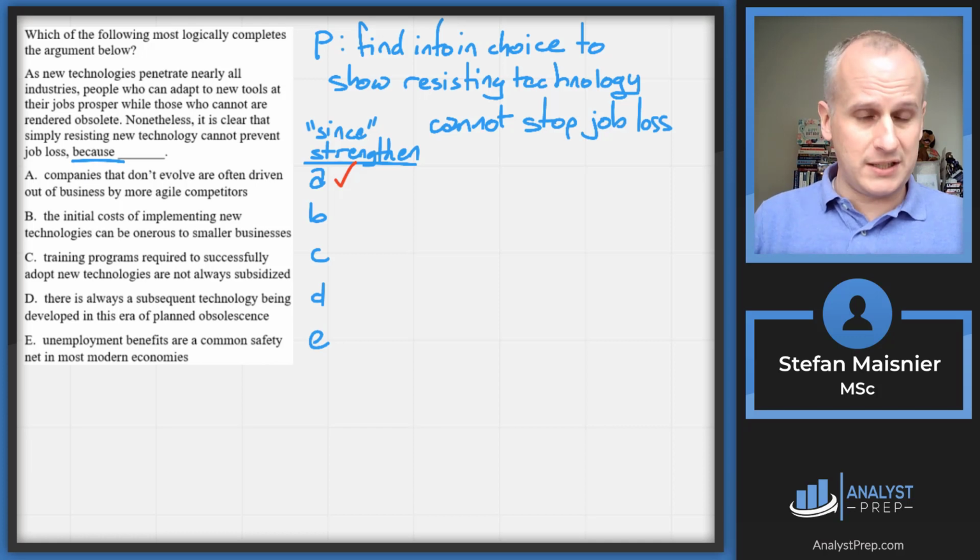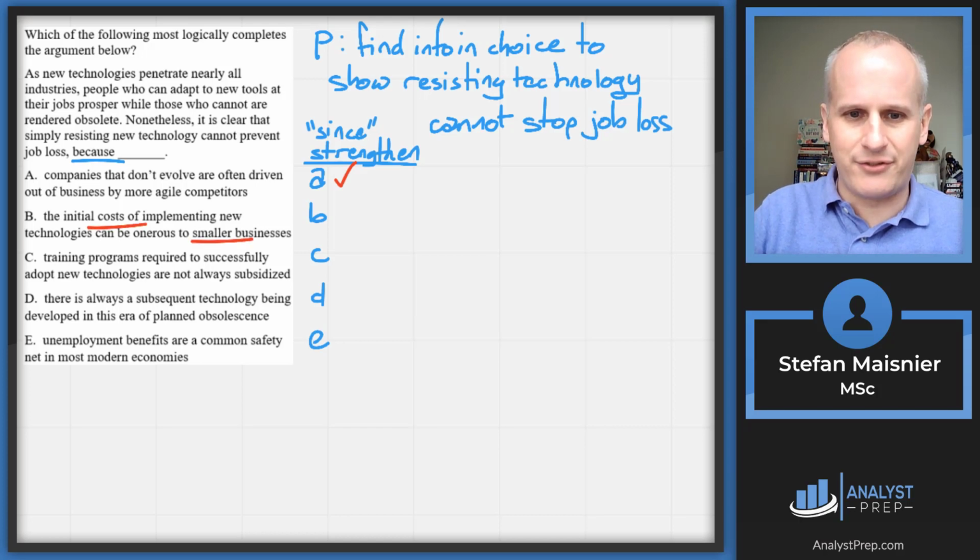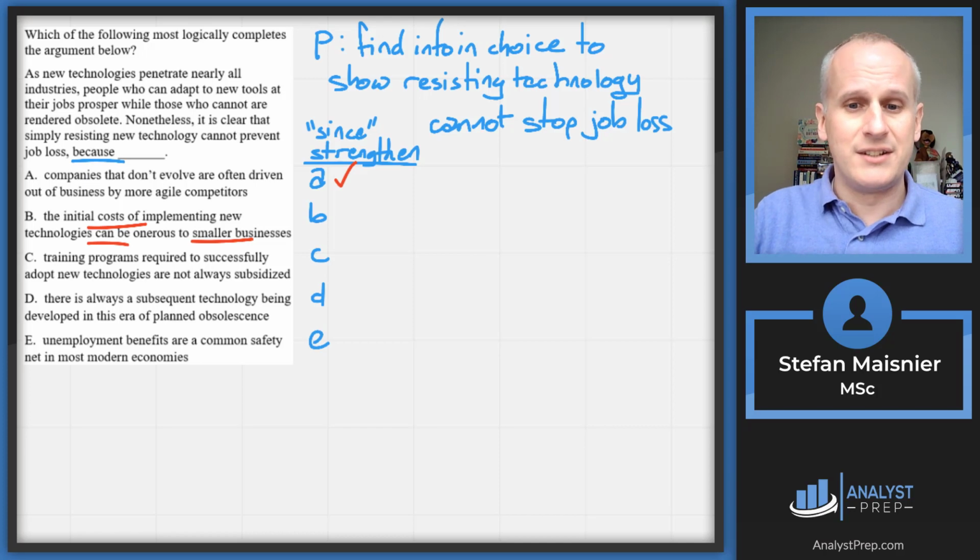Now, we'll continue through the answer choices, as you should on every question in critical reasoning, but you can probably go a little bit more briskly through the answer choices once you've got something that matches the prediction quite nicely, as choice A does here. So choice B, the initial costs of implementing new technologies can be onerous to smaller businesses. There's a bunch of additional information that isn't talking about job loss specifically. So all of these things need additional information.